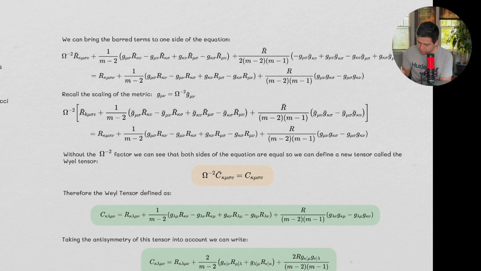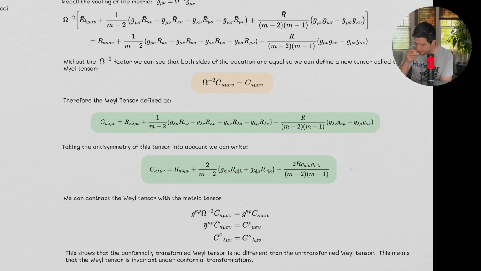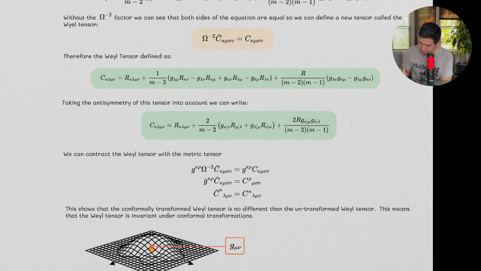So what we can do is define this whole thing as a tensor, and this is just the conformally transformed tensor. So we have this times this is equal to the same thing again, just nothing's barred, nothing's transformed. So without this factor, we can see both sides of the equation are equal, so we can define this new tensor called the Weyl tensor. So this is the Weyl tensor, the C tensor, and it equals all of this in here. Therefore the Weyl tensor is defined in this way. Taking antisymmetry of this tensor into account, we can write this guy. This just compactifies a lot of this. We're going to see some very interesting geometrical interpretations of this later on.